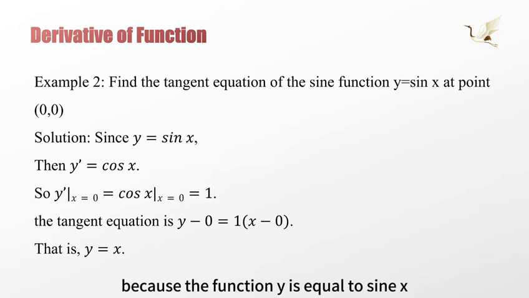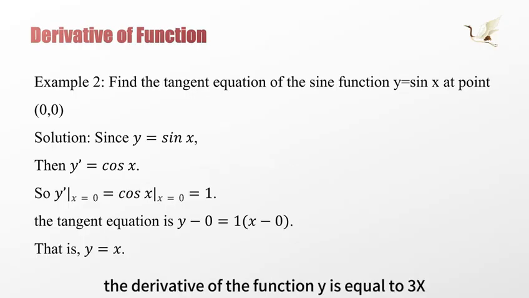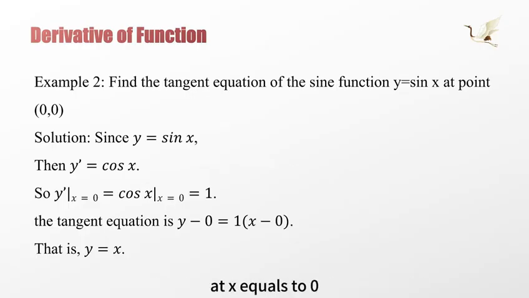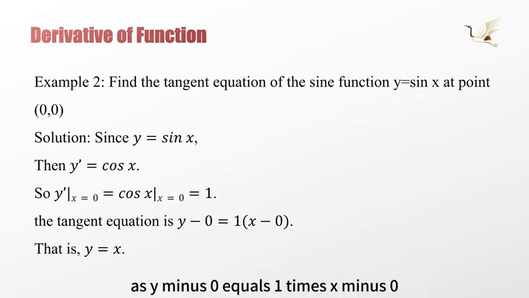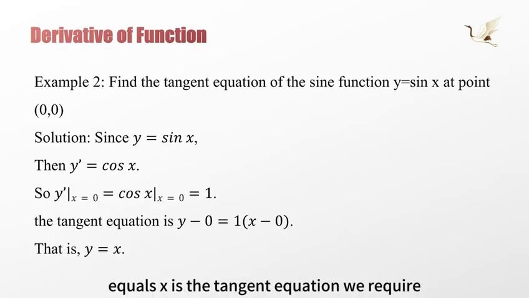Because the function y is equal to sin x, the derivative of y is equal to cos x. Therefore, the derivative of the function y at x equals 0 is equal to 1. The slope of the tangent is equal to 1. So we can write the equation for this tangent line as y minus 0 equals 1 times x minus 0. Further simplifying it as y equals x is the tangent equation we require.